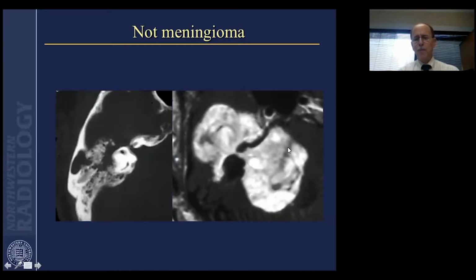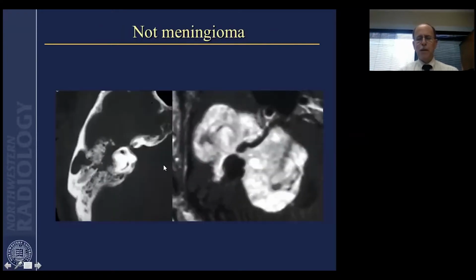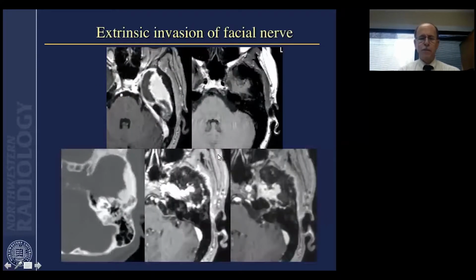Meningiomas can grow into the middle fossa, but if they do so, it's through the tentorial incisura, not typically through the petrous bone along the facial nerve. So this is a facial schwannoma, a big one, but it's doing everything a facial schwannoma might do. And facial schwannomas may actually present as masses in the middle fossa because the geniculate does face the middle fossa.